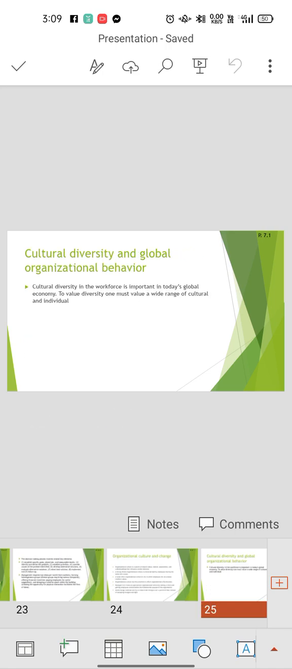Cultural diversity and global organizational behavior. Cultural diversity in the workforce is important in today's global economy. To value diversity, one must value a wide range of cultural and individual differences.